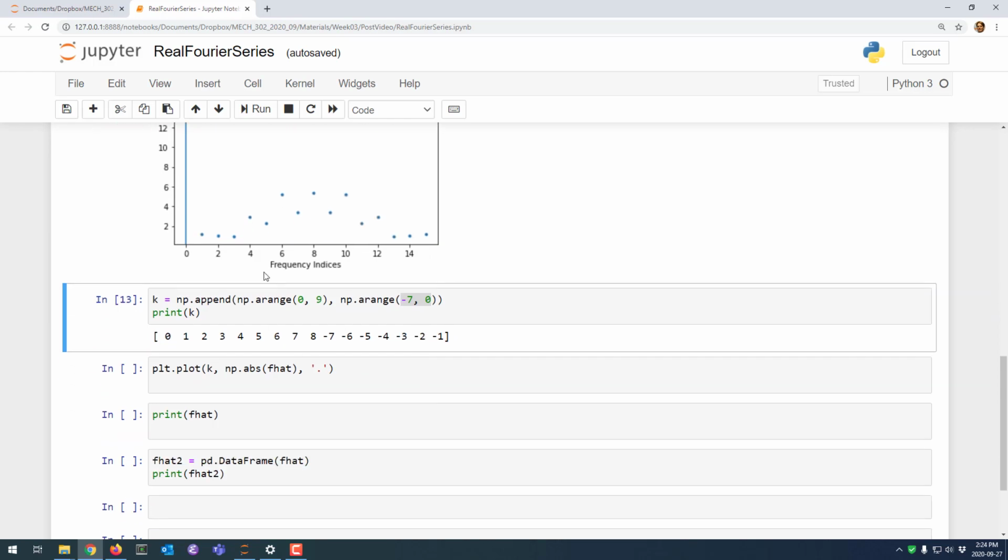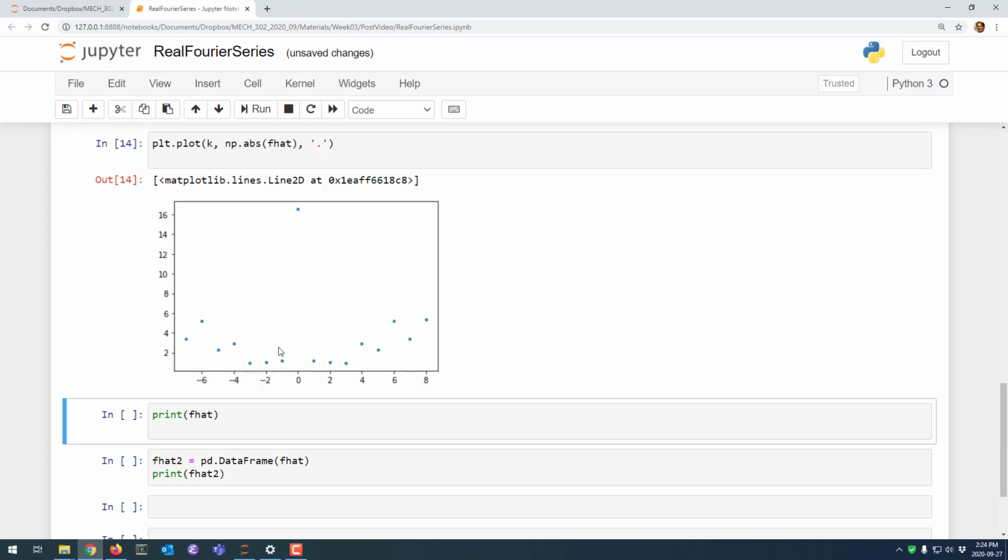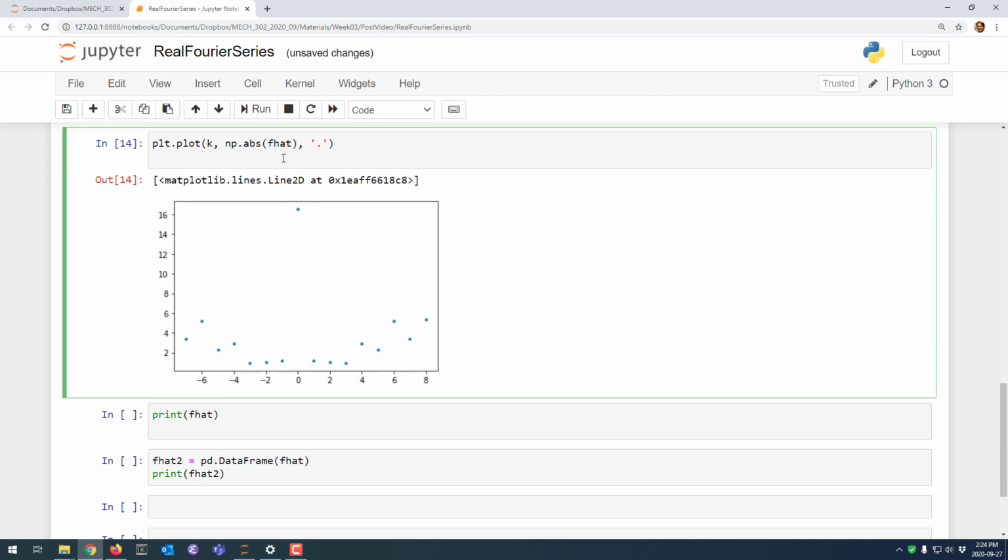Now, what's the point of that? Again, think about this plot here, but taking these last 7 values and copying them over to the left-hand side of the axis. And there we can see the symmetry just in a different light. I'm going to add that vertical line again.